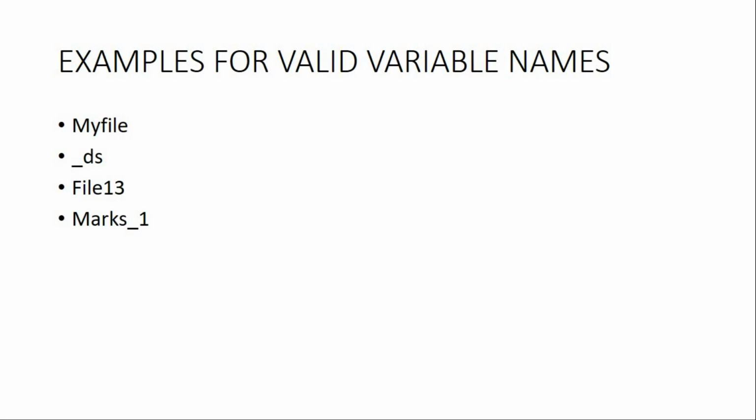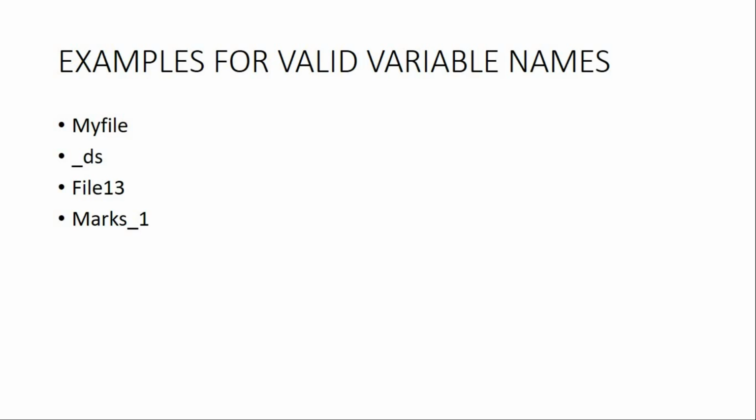And moving on, here are some examples of valid variable names. The first one is MyFile. It has a capital M and then the rest in small case. It has just normal A to Z, so it's valid. The second one starts with an underscore. It doesn't matter, that's okay. The third one just ends with a digit. That's also cool. The fourth one has uppercase, lowercase, an underscore and a digit. Yeah, that's fine. All of these are valid.